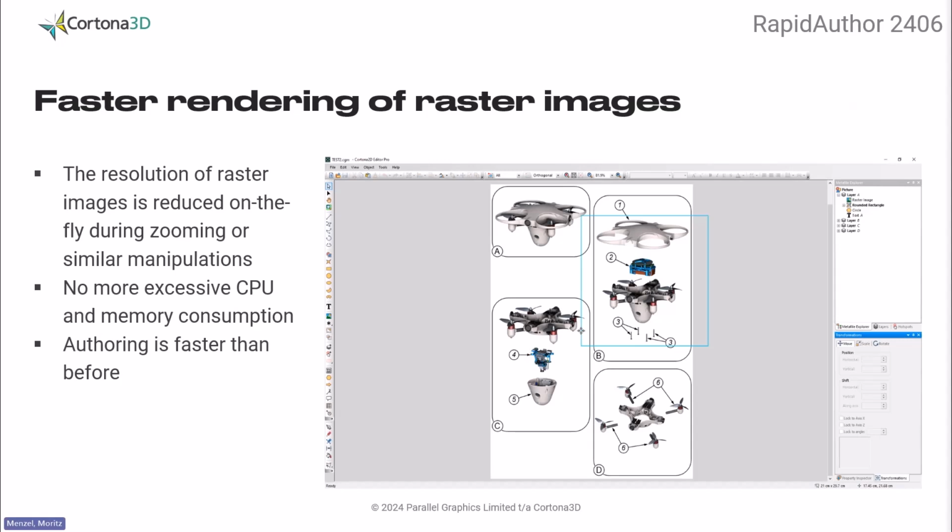Now, as another small part of our performance improvements, the resolution of raster images is now reduced on the fly during zooming and similar manipulations. You will very likely not notice this change, only the effect on performance, as this helps significantly with excessive CPU and memory consumption, and it will enable faster authoring. Play around with it in 24/6 and please let us know if you feel the difference or if you have any feedback for us.